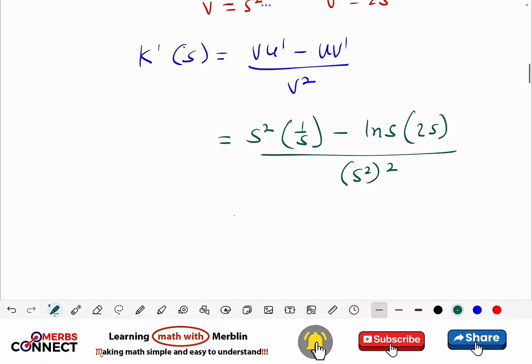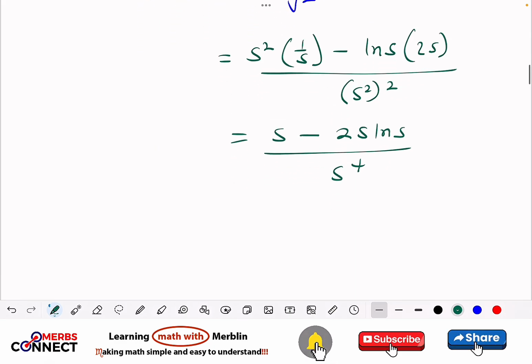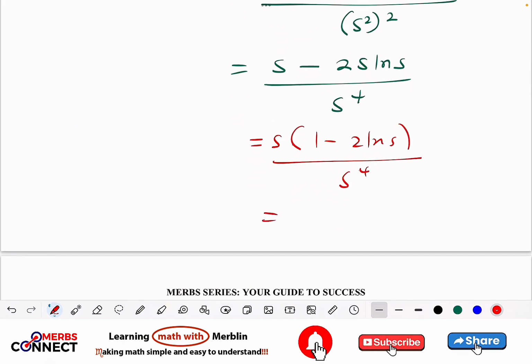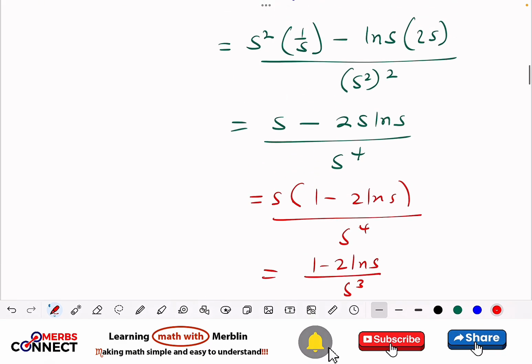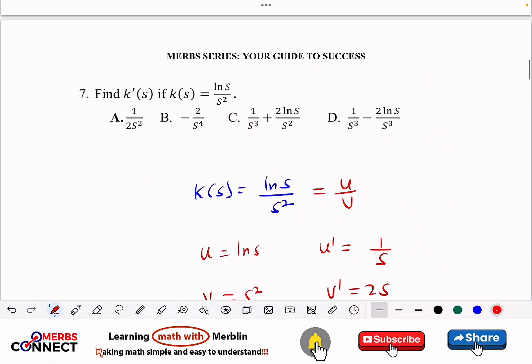So let's see what we are going to get. One of the x will cancel. So I'm going to have x minus 2x ln of x divided by x to the power 4. I can factor one of the x out, and have 1 minus 2 natural log of x divided by x to the power 4. When I cancel one of them out, I'm going to have 1 minus 2 ln x divided by x to the power 3. So let's see if we have something like that there.